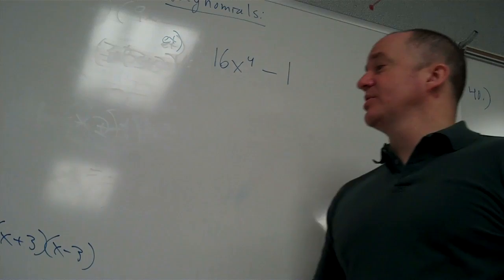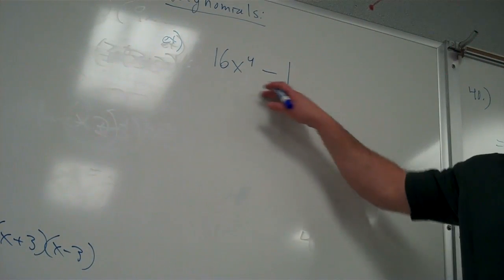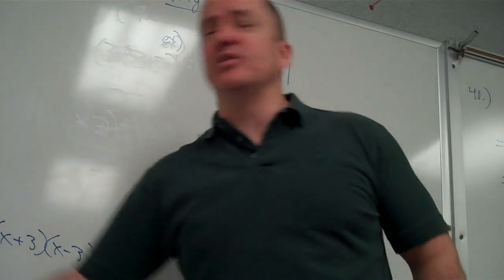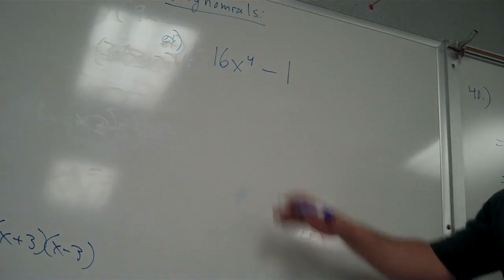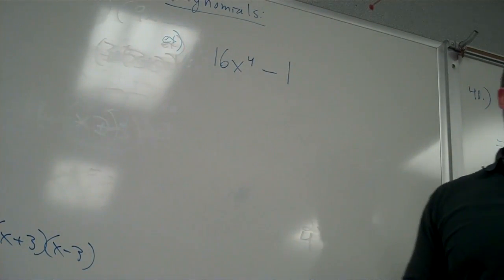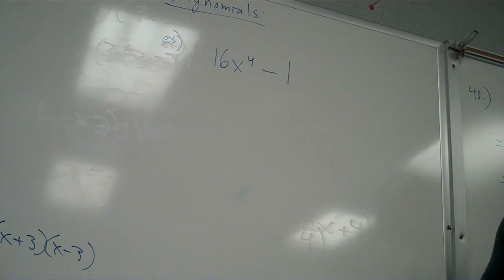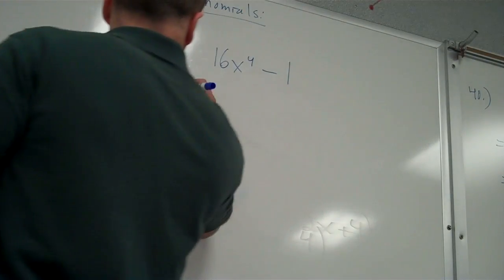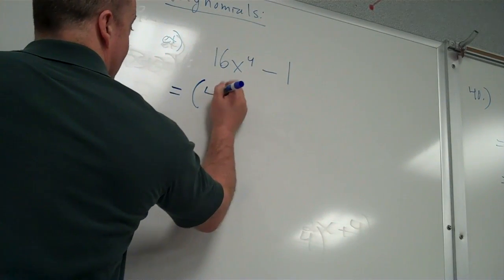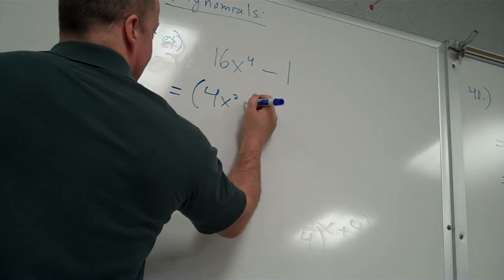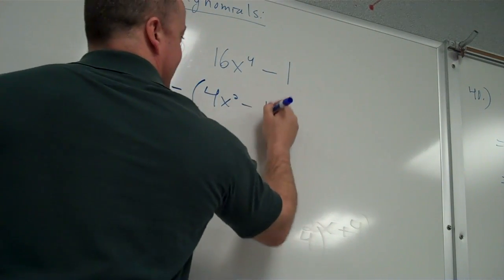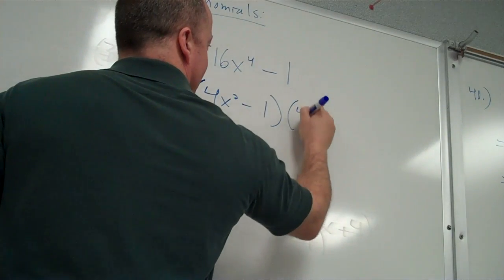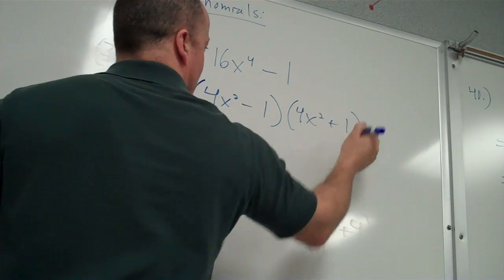So are there any rules of quadratics that apply to this one? Big hint, what do we do for x squared minus 9? You do the difference of squares. Is 16x to the fourth a perfect square? Yeah. What is its square root? 4x squared. Very good. And is 1 a perfect square? Yes. So this is 4x squared minus 1 times 4x squared plus 1.